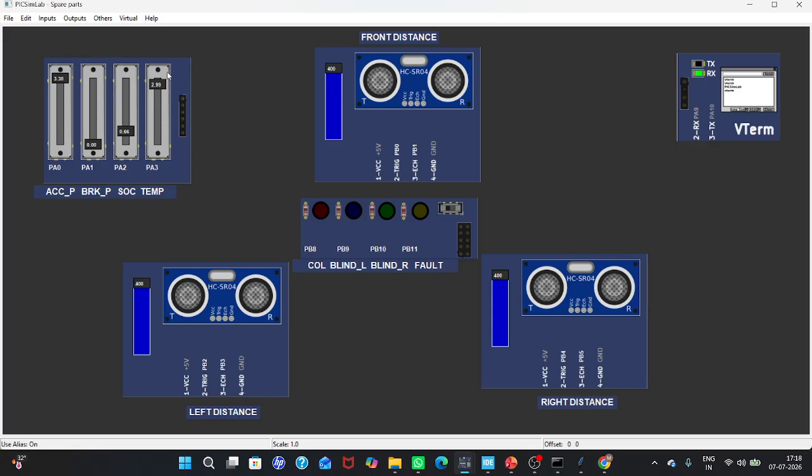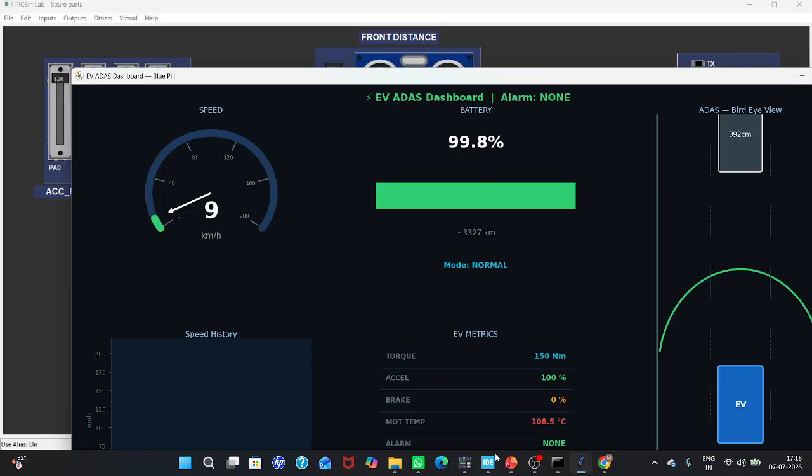If we increase PA3, the PB11 indicates, and the motor temperature is 108.5 degrees centigrade, and the speed is 9 km per hour. Mode is normal, and the battery is 99.8%.